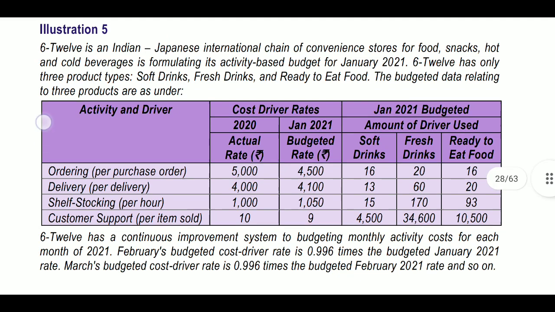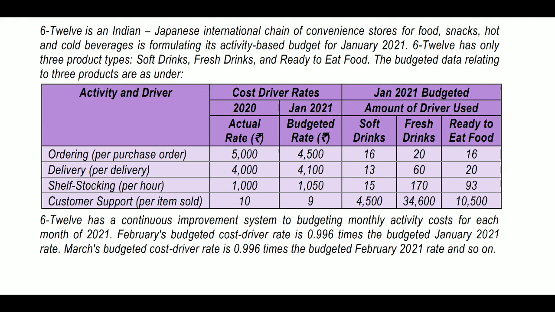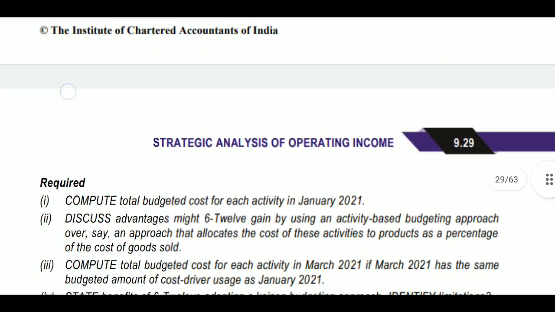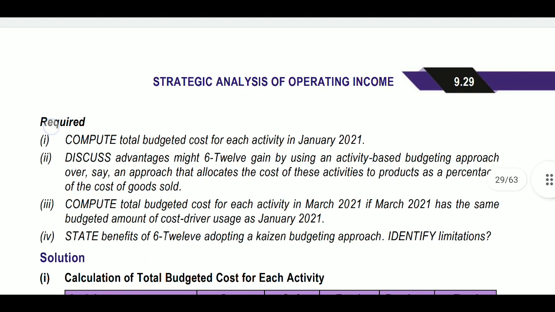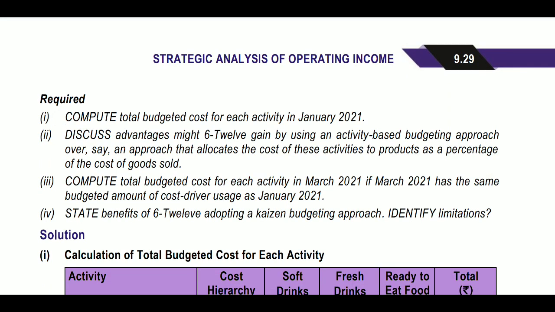Okay, first category. Next, they provided the activity. Firstly, what do we require? We require the complete total budgeted cost. Next, discuss the advantages, based on activity based budgeting and a percentage. Next, complete the total budget cost for each activity in 2021. So we will calculate for January month and March month, and see the same budgeted for January month.